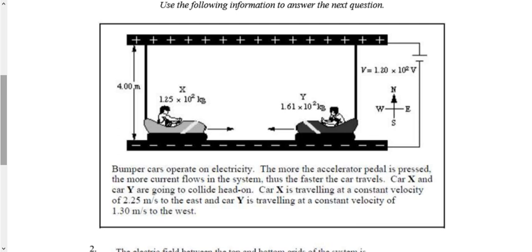Field is down. Who said down? How do you know it's down, Nick? Yeah, the field always goes away from the positive, and the field always goes toward the negative. Make sense? All right, so what else do you think jumped out at me here?